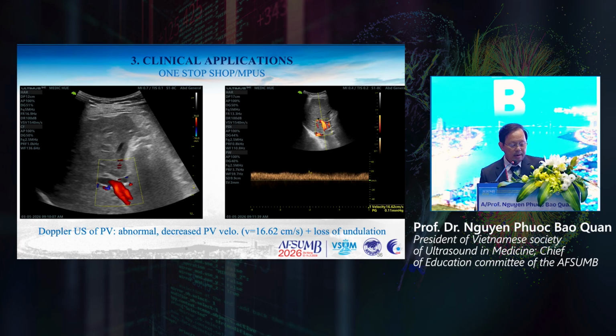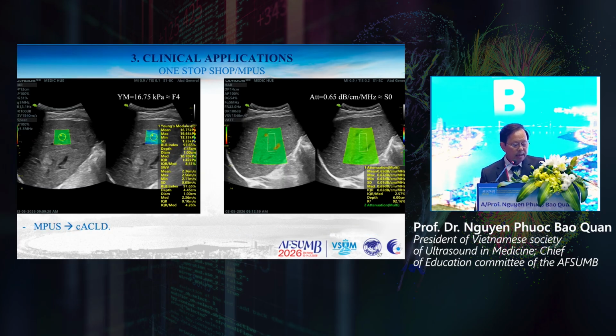The patient also has portal hypertension via the Doppler ultrasound of the portal vein. You can see the velocity of the portal vein is very low, and the spectrum of the portal vein has lost its modulation. The patient was diagnosed by multi-parametric ultrasound. The elasticity of the liver is very high, corresponding to F4 with 16.75 kilopascal, and the patient has a little bit of high fat.